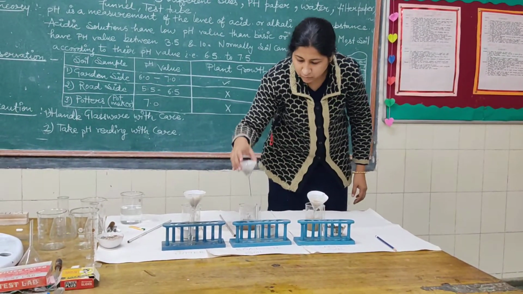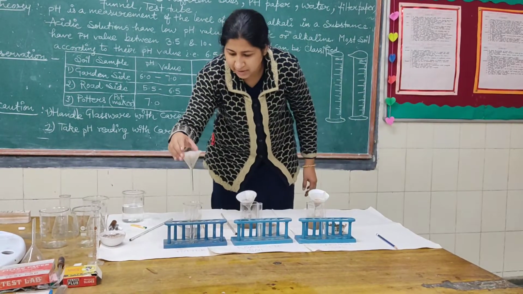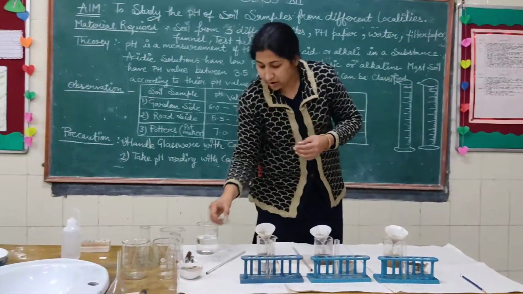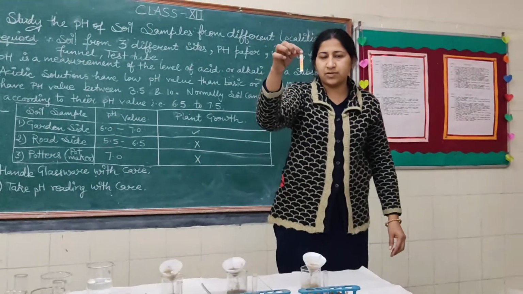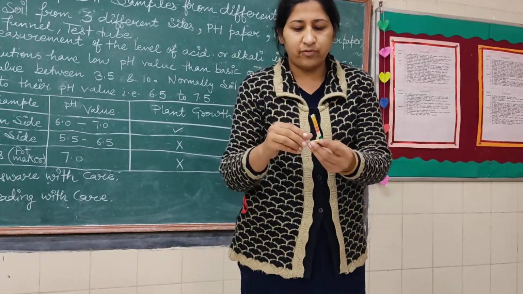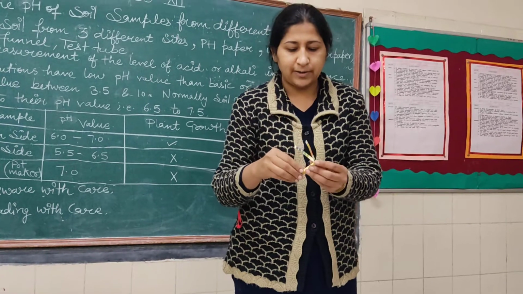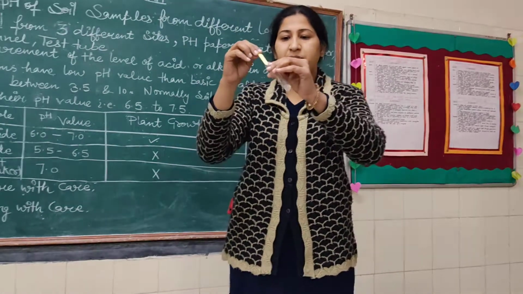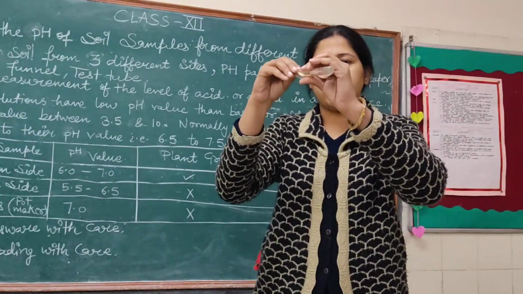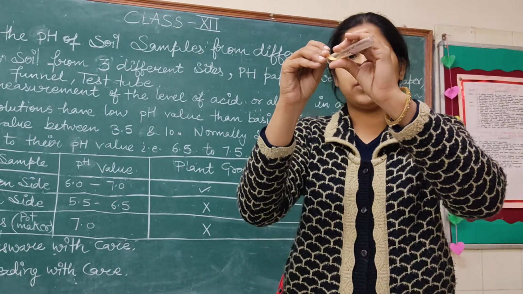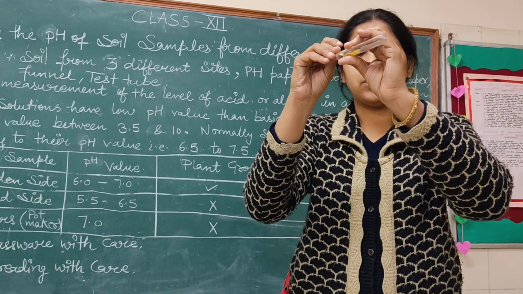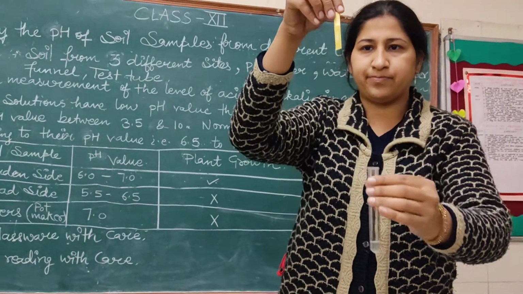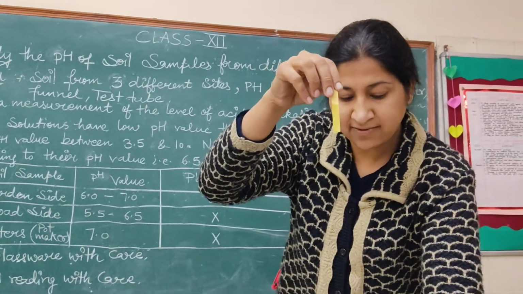What we have to do is get the pH of this. So we are going to take the pH now. I have this pH paper, and I have to take one pH paper. Look, I'm taking one pH paper, and here I'm taking the first sample of our soil. Very gently I'm doing it. Look, this is our garden side soil.